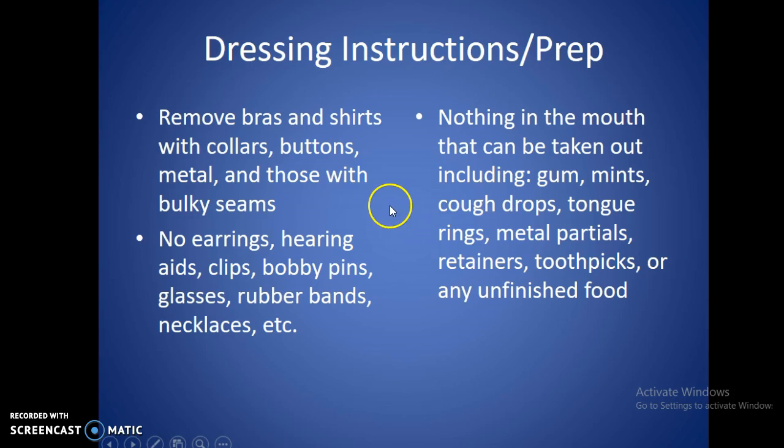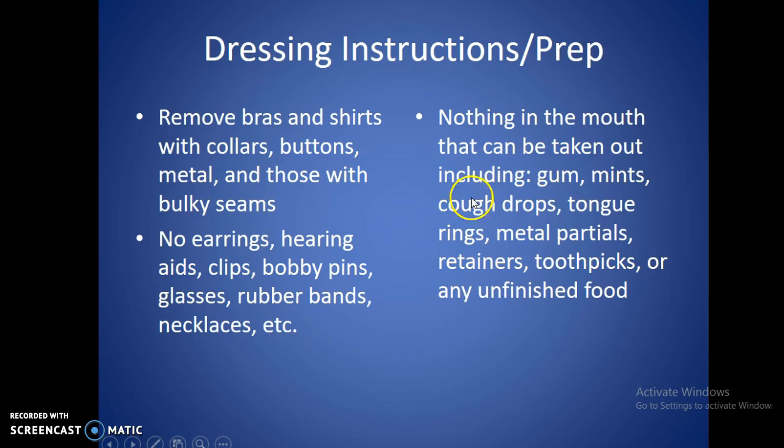Dressing instructions, I've covered most of it, but remove bras, shirts, collars, buttons, any metal around the neck area, those bulky seams. If they have double stitch seams around the shoulders, sometimes those show up. No earrings, especially on the lower lobe. Hearing aids, clips, bobby pins, glasses, because the metal kind of goes past the ears. You can see them on the lateral view. No rubber bands as well. They're okay on the lateral, but once you get past that, you shouldn't have that on. Necklaces obviously need to come off, anything similar to that.